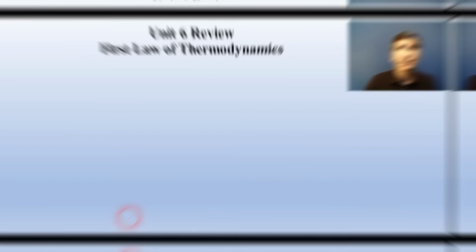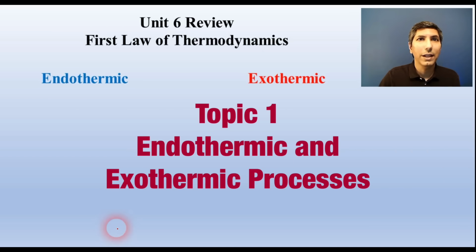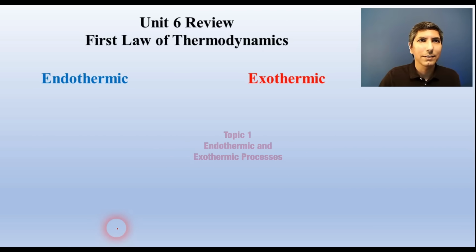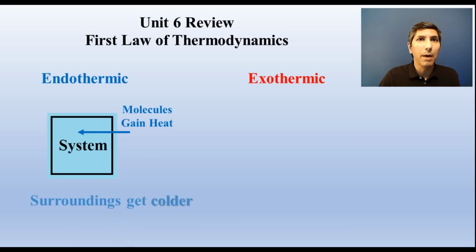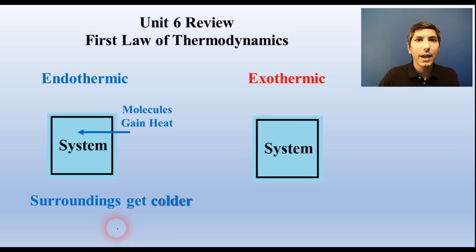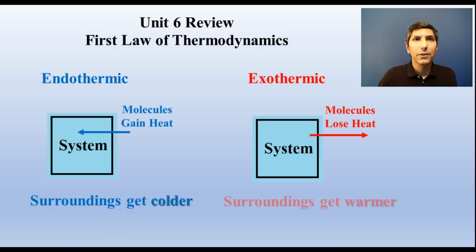Let's get started. A process can be exothermic or endothermic. Endothermic processes are when the molecules participating in a process, we'll call that the system, gain energy from their surroundings. Since energy is conserved, that means when we monitor the temperature, we'll find that the surroundings get colder in an endothermic process. On the other hand, exothermic processes have molecules that lose energy to the surroundings. So, since the molecules in the system lose energy, we find that the temperature of the surroundings gets warmer in an exothermic process.